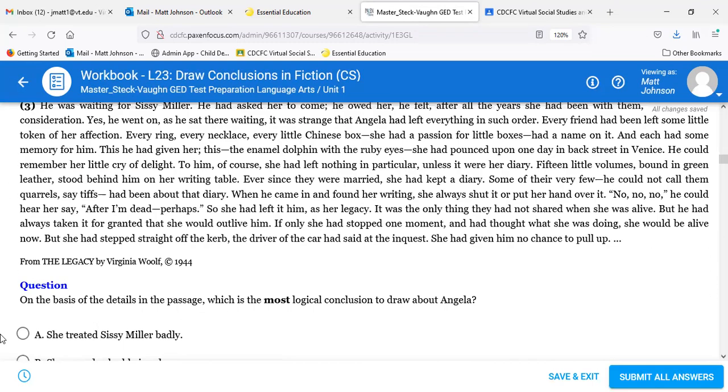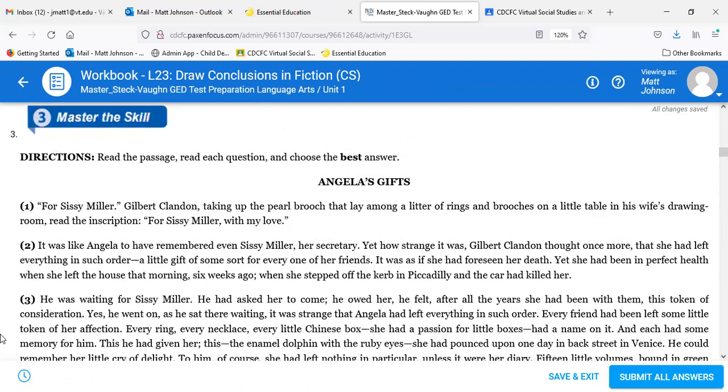We have a new passage here, Angela's Gifts. Let me see. I'm going to go ahead and read the first couple here. I'll hand off to somebody here as we go. For Sissy Miller, Gilbert Clandon, taking up the pearl brooch that lay among a litter of rings and brooches on a little table in his wife's drawing room, read the inscription: For Sissy Miller with my love. It was like Angela to have remembered even Sissy Miller, her secretary.